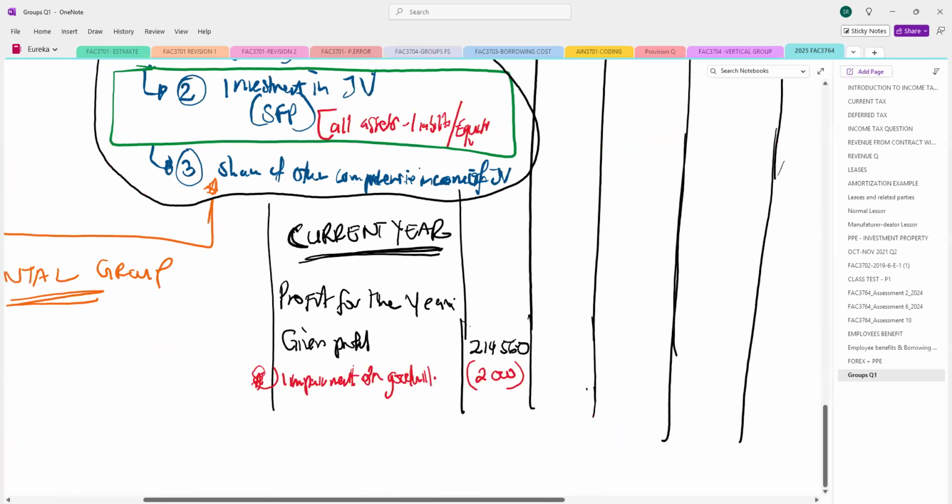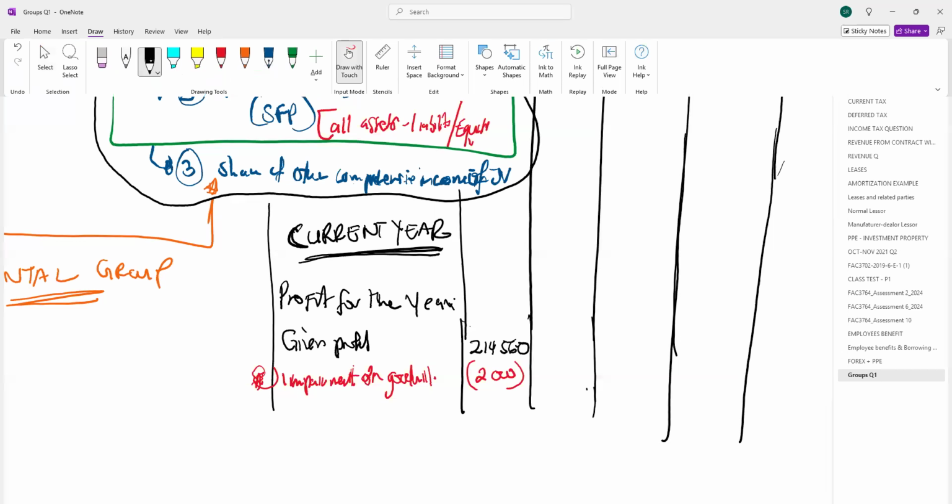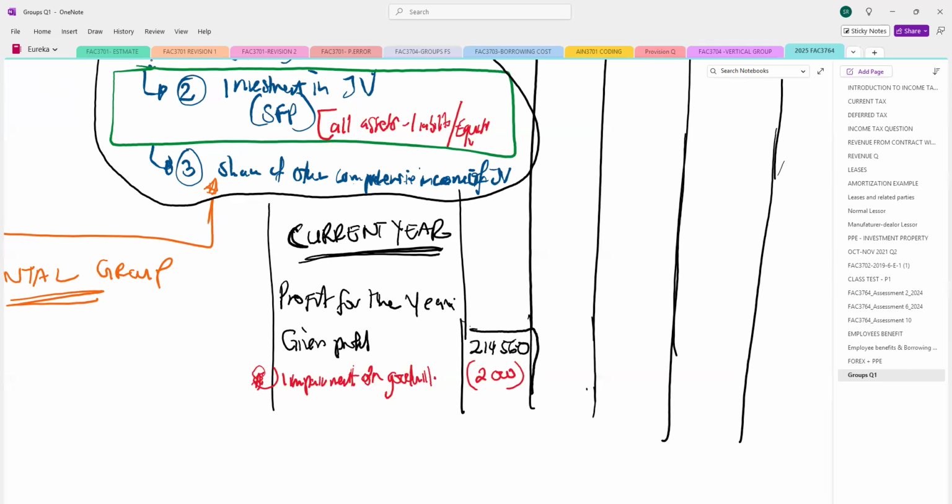So in my analysis, I didn't have any other adjustments because remember, it was the parent who sold and not the subsidiary. Okay. So I'm just going to close off this to say this is the only item that actually affected my profit for the current year. And therefore, I'm saying 214,560 minus 2,000. I'm actually getting 212,560, right? That's my profit.